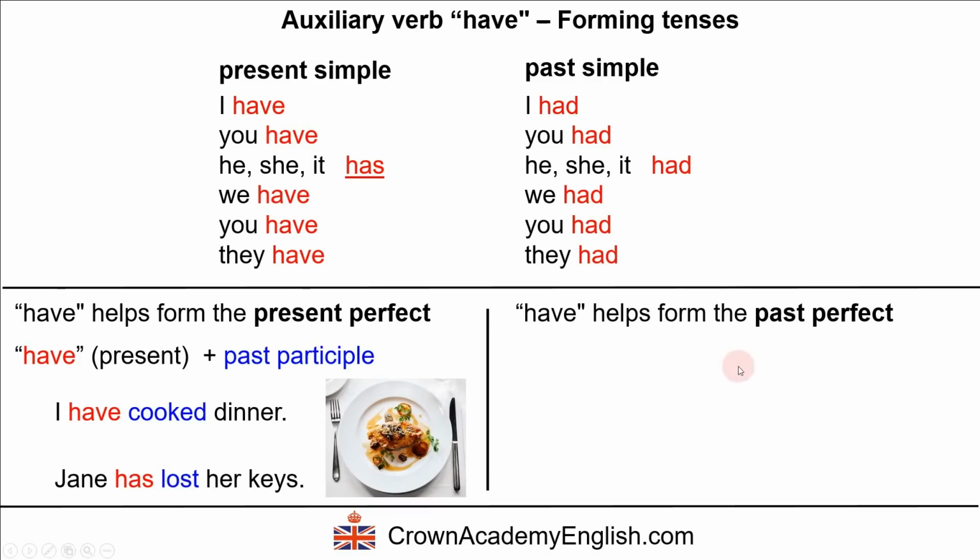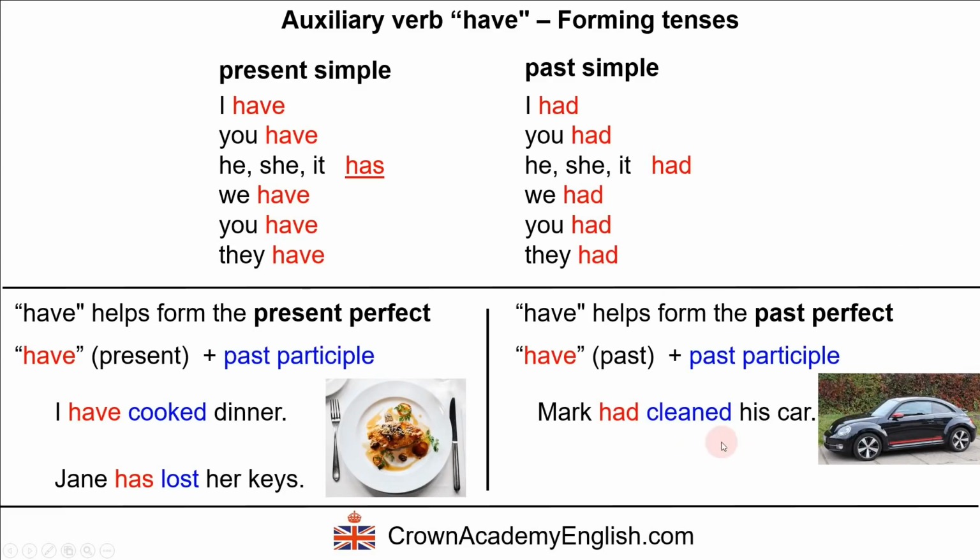Have also helps form the past perfect. And the form of the past perfect is have in the past tense, so this, followed by the past participle. Example, Mark had cleaned his car. My parents had already seen the film. So here we have the past simple form of have, and here we have the past participle of the verb see, which is seen. So this is the past perfect.